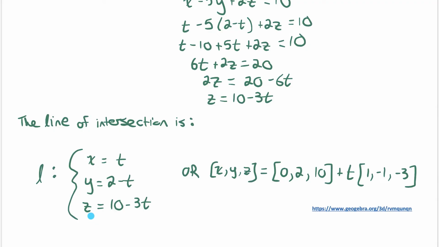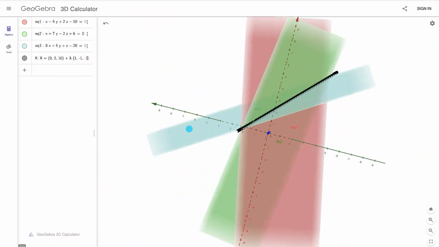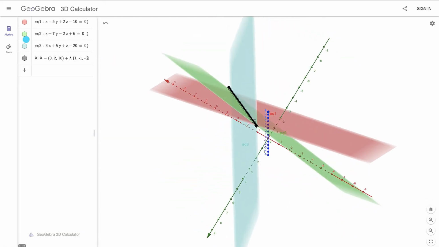And now let's go over to GeoGebra so you can see the situation we had. So here are the three planes we are working with. We started off by finding how do the red and the green plane intersect, and we figured out that the red and the green plane intersect in this black line of intersection. And then we looked at the green and the blue plane and figured out they intersect in the exact same line of intersection. So that means that all three planes share a line of intersection, and we calculated the equation of that line of intersection and said that is the consistent solution for our system.